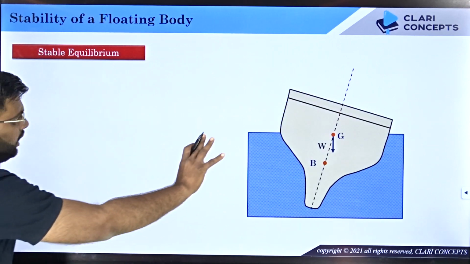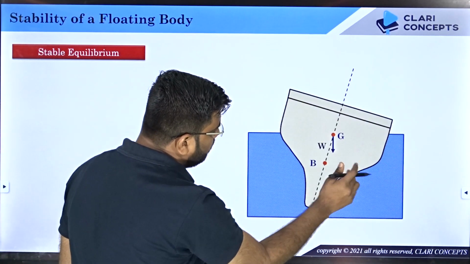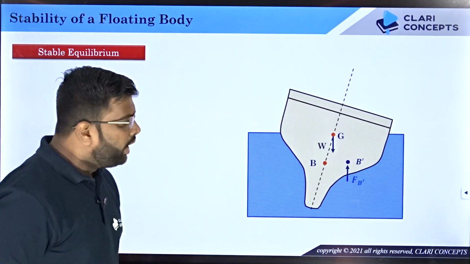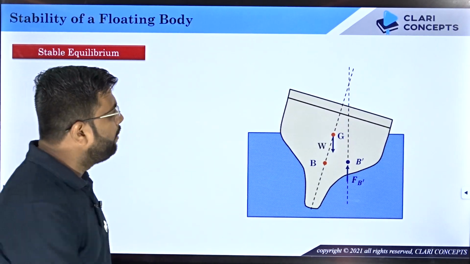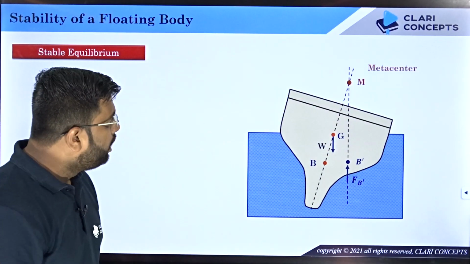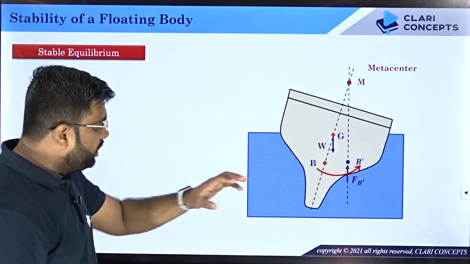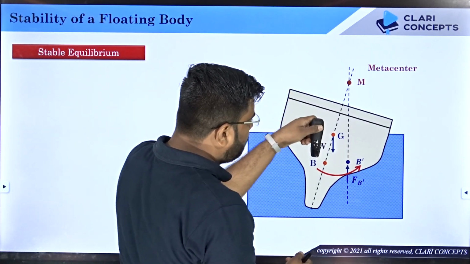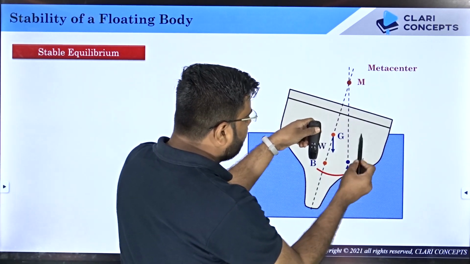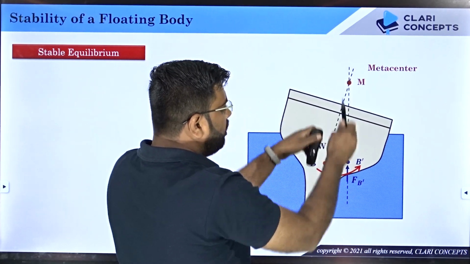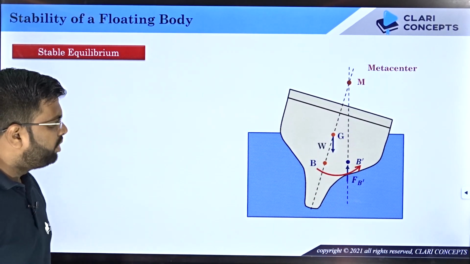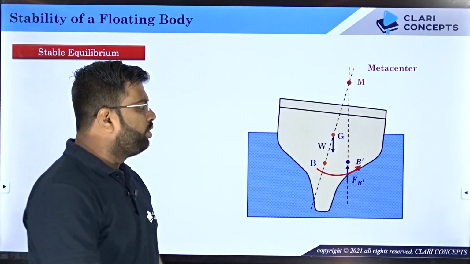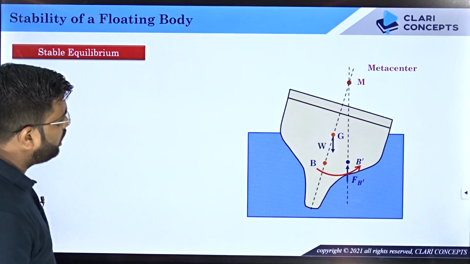Let's say I have the body tilted, and because of this tilt, the new center of buoyancy is somewhere over here. If I draw the line of action of the new buoyancy force, I will get a metacenter somewhere over here, right? Now G is the point where the weight acts, B dash is the point where the buoyancy force acts, and this couple will help the ship restore its original position, and the ship will come back to its original position, right? This is called the restoring couple.